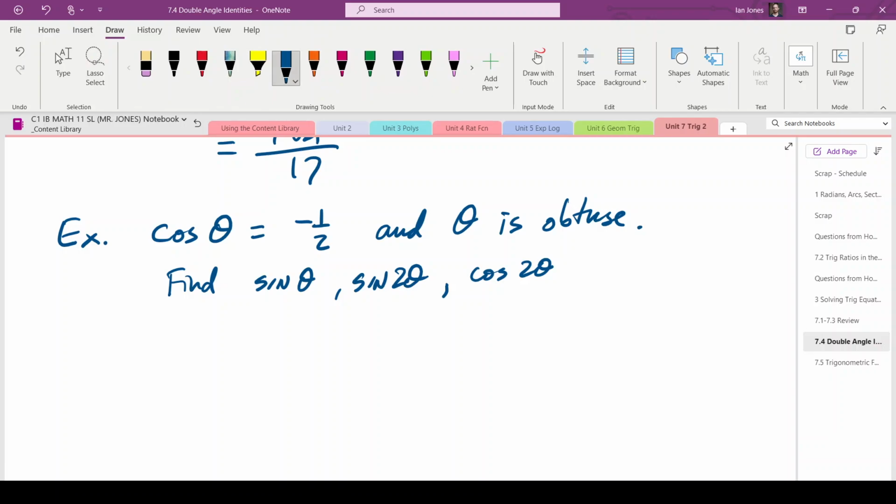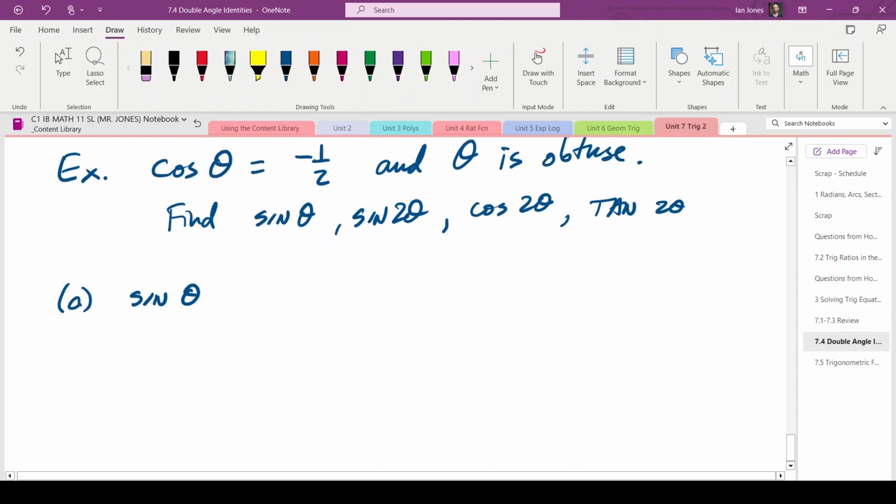Now when I look at this, I'm already thinking the tangent is pretty straightforward because it's just going to be the ratio of the previous two, because tangent of 2 theta is sine of 2 theta divided by cosine of 2 theta. Okay, A, sine of theta. I'm going to do this in two ways. The first way is going to be looking at it through trigonometry.